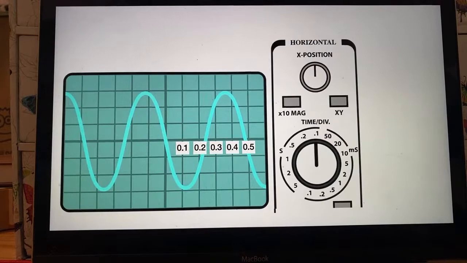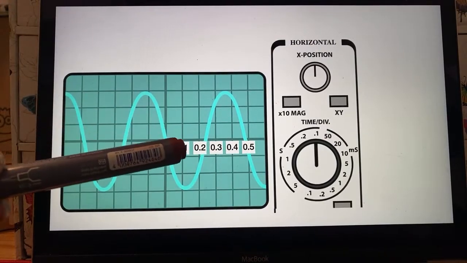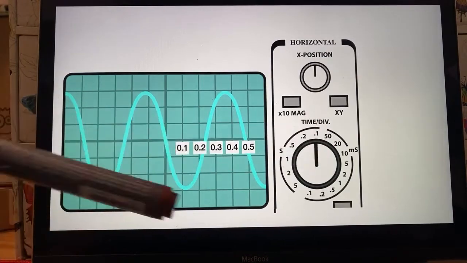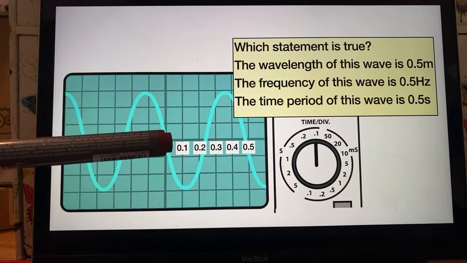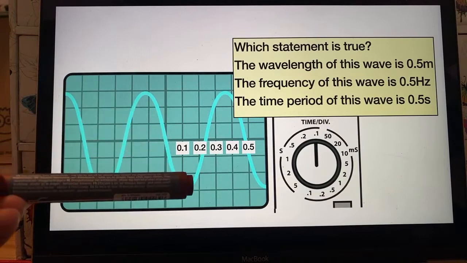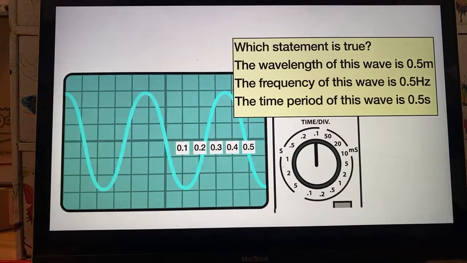Okay, let's see how well we understood that, shall we? We've got an oscilloscope trace here. It's 0.1 seconds per division, so it goes 0.1, 0.2, 0.3. You've got the wave going all the way down, all the way up again, and then all the way down, crossing the x-axis where it says 0.5.